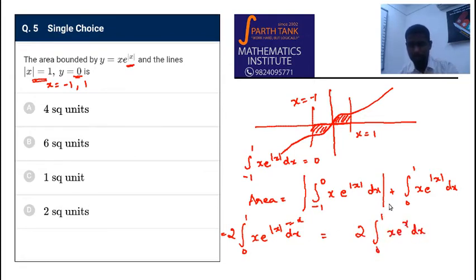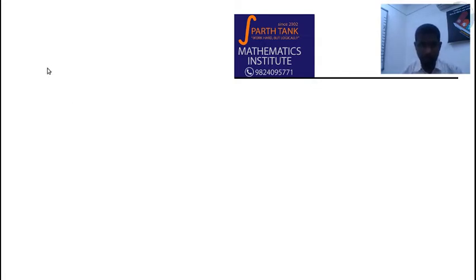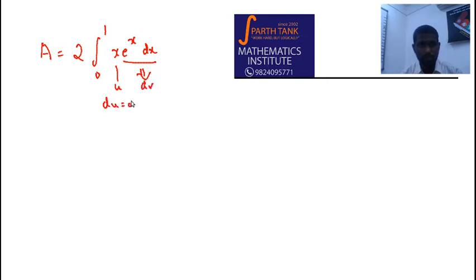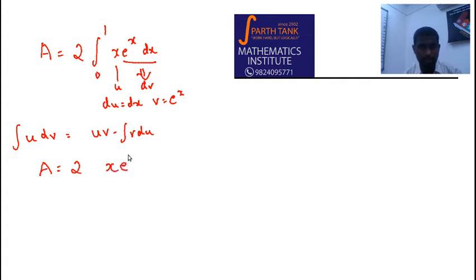Okay. Let us evaluate this integral. So the area required is 2 times integral 0 to 1 x e raised to x dx. Take this as u, take this as dv. So du will be dx and v will be e raised to x. Therefore, we know integral u dv is nothing but uv minus integral v du. Therefore, the area becomes 2 times uv, which is x into e raised to x. U is x, v is e raised to x.